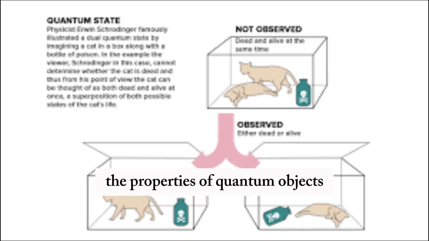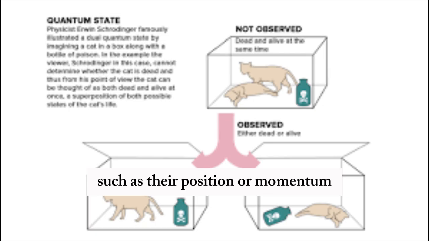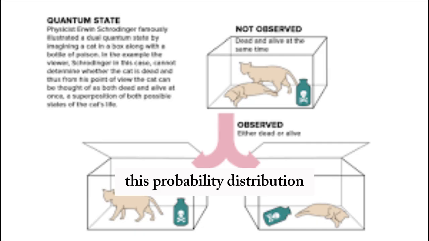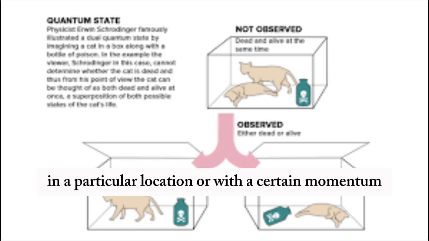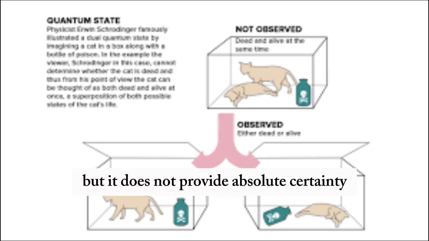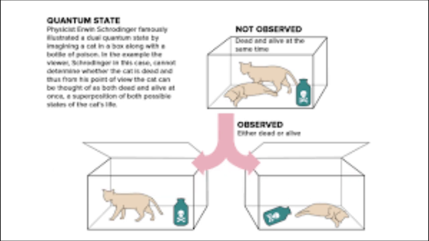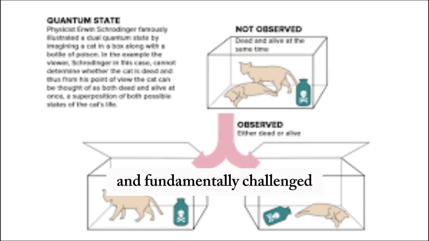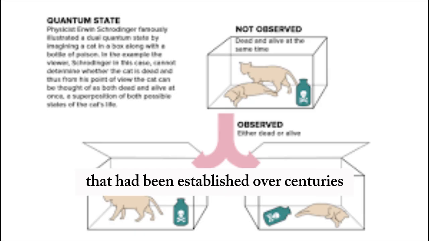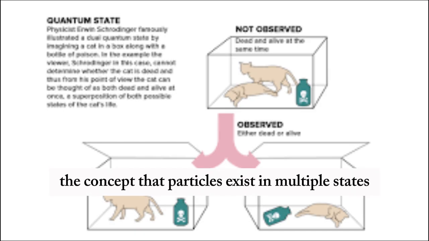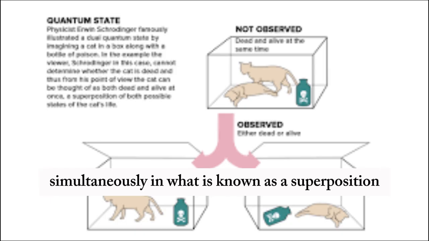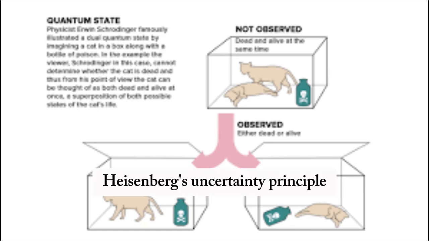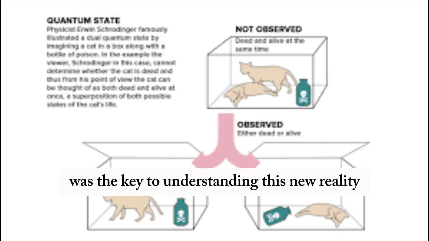Before measurement, the properties of quantum objects, such as their position or momentum, are described by a probability distribution. This probability distribution reflects the likelihood of finding a particle in a particular location or with a certain momentum, but it does not provide absolute certainty. This probabilistic nature of quantum mechanics was a departure from classical physics and fundamentally challenged the deterministic worldview that had been established over centuries. The concept that particles exist in multiple states simultaneously, in what is known as a superposition, was alien to classical thinking. Heisenberg's uncertainty principle was the key to understanding this new reality.